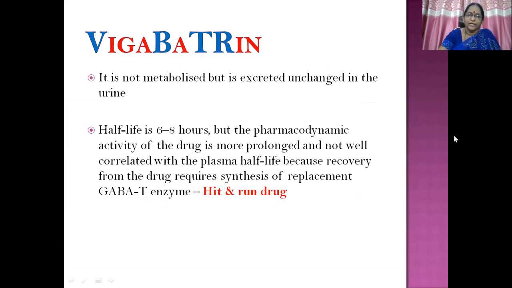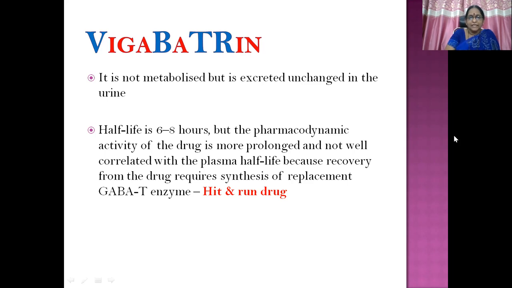Then coming to the pharmacokinetics, it is not metabolized but is excreted unchanged in the urine. Half-life is 6 to 8 hours. But the pharmacodynamic activity of the drug is more prolonged and not well correlated with the plasma half-life. Because of which the recovery from the drug requires synthesis of replacement GABA-T enzyme. So it is like aspirin, irreversible inhibition, a kind of that thing. So unless and until the GABA transaminase enzyme is resynthesized, the action will prolong for a long period of time.